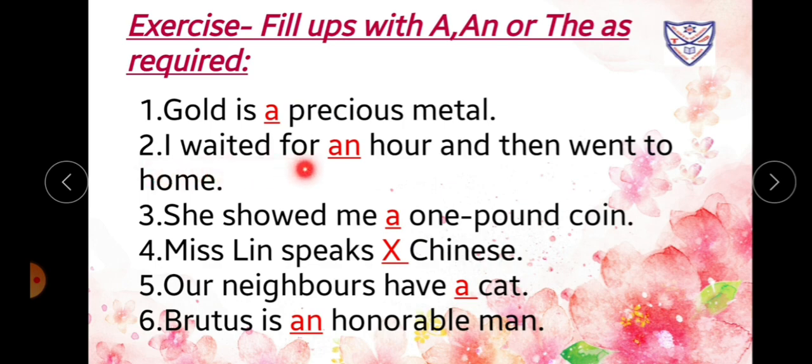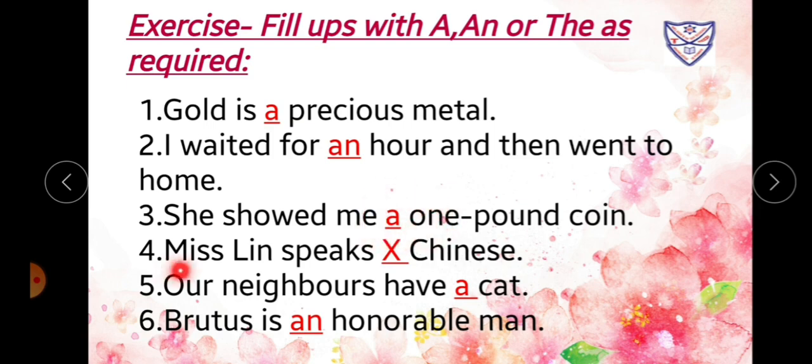Second one, I waited for an hour and then went home. Over here, H is silent and the sound comes of O, which is a vowel. So we will place N as an article. Third one, she showed me a £1 coin. Over here, the sound of WA comes, though it starts with O, the sound is of one, that is WA, so we will place A as an article.